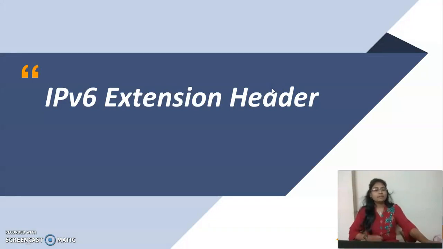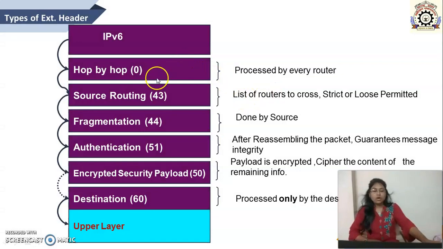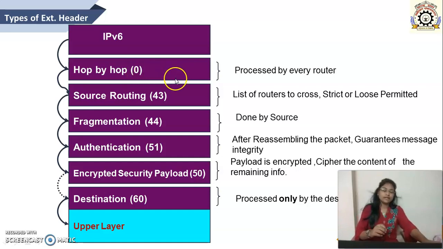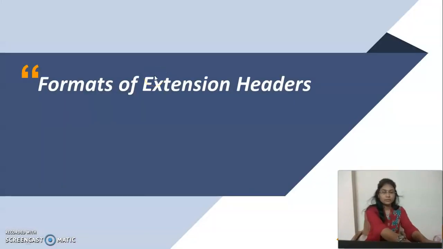Now we will see the IPv6 extension headers. All these are the types of IPv6 extension header: hop-by-hop option header, source routing header, fragmentation header, authentication header, encrypted security payload header, and destination option header. The value in the bracket is used for identification of that extension header. Now we will see each and every extension header one by one.